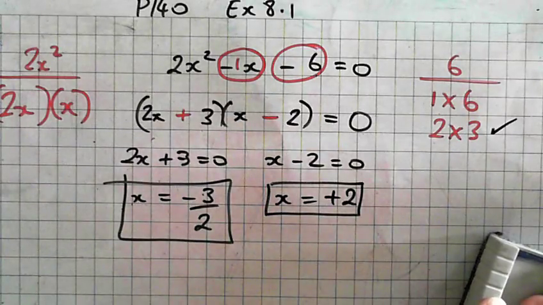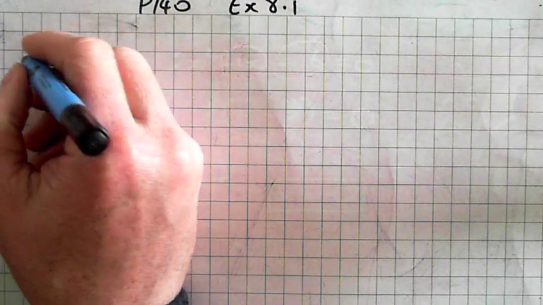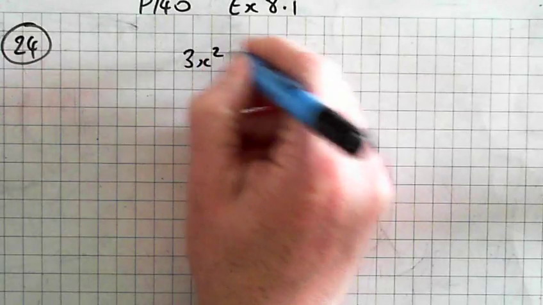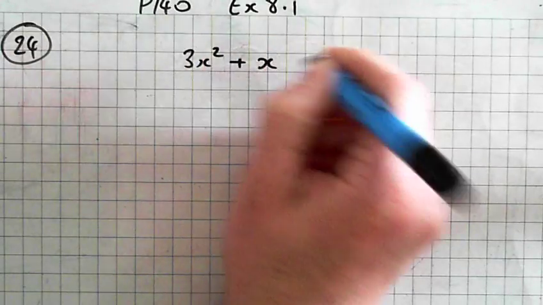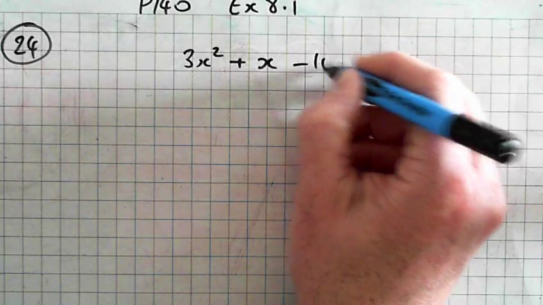Question 24. Sorry, the whole idea is that, right, question 24. 3x squared plus x minus 10. Is that correct, lads?